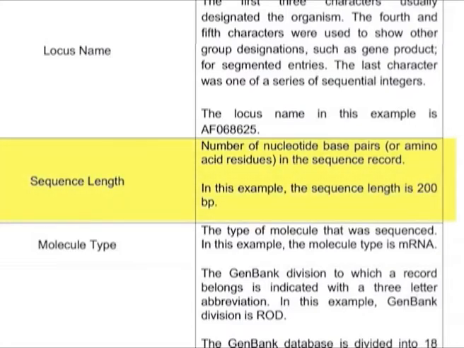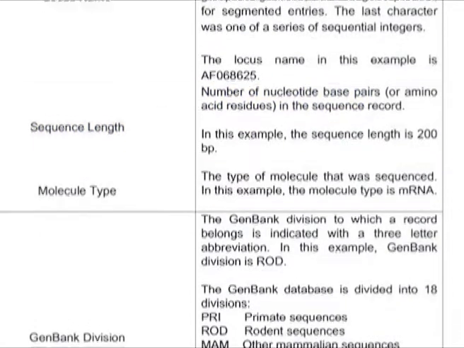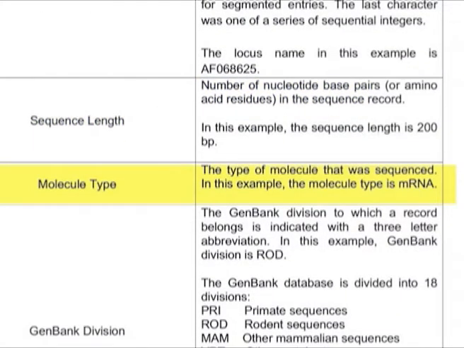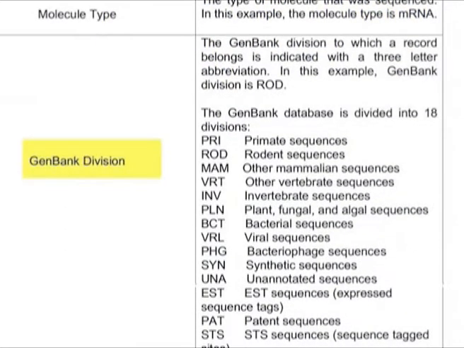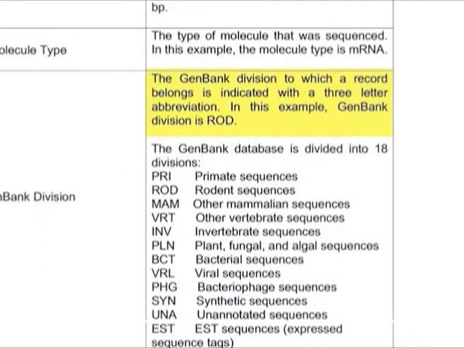It is the number of nucleotide base pairs or amino acid residues in the sequence record. In this example, the sequence length is 200 base pairs. Molecule type. The type of molecule that was sequenced in this example is mRNA. GenBank division. The GenBank division to which a record belongs is indicated with a 3-letter abbreviation. In this example, GenBank division is ROD.